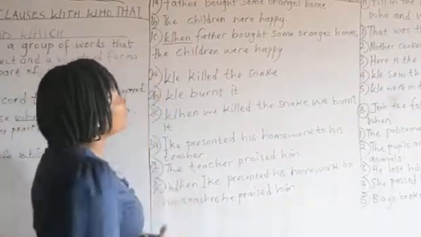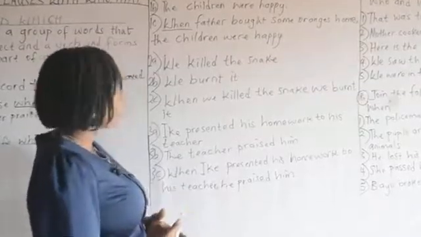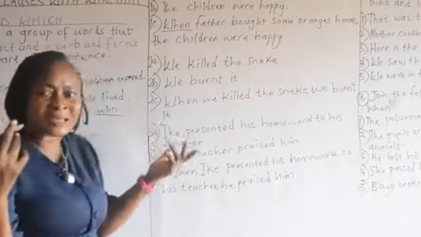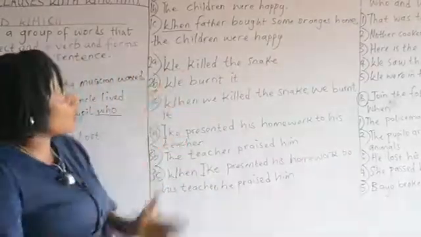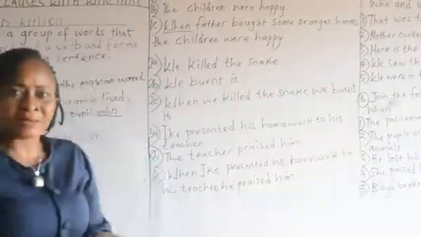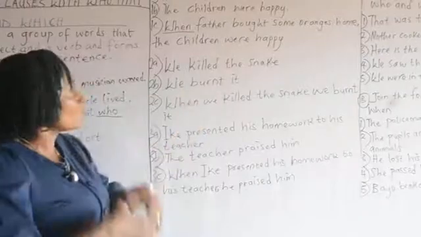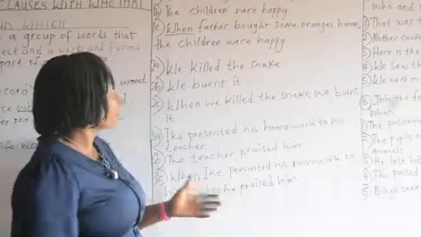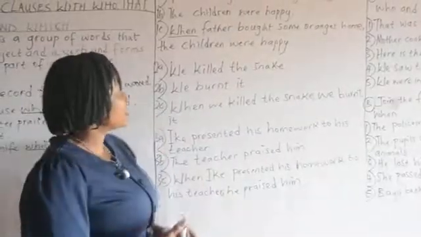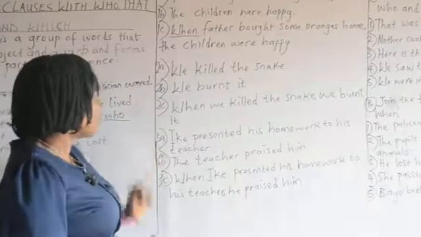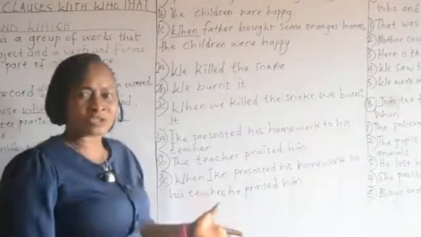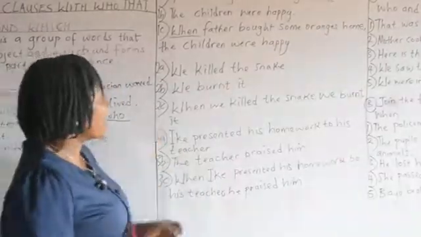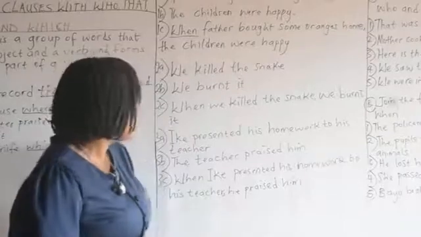1C. When father brought some oranges home, the children were happy. Doesn't it make better sense? Without it: father brought some oranges home, the children were happy. There is no connection. But if you put it in this form, it connects. 2A. We killed the snake. 2B. We burnt it. There's no connection. So you have to connect it with the word "when". 2C. When we killed the snake, we burnt it.